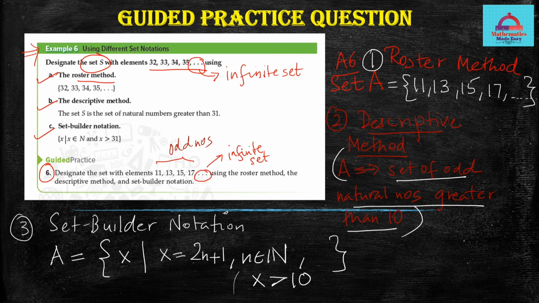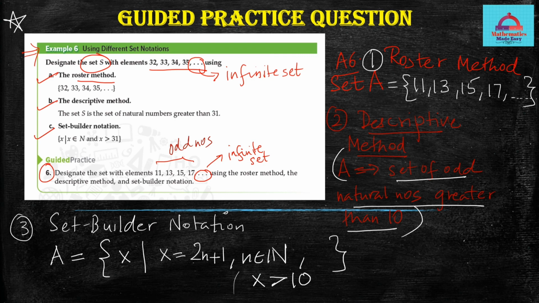So either you write x is more than 10, or you can put the condition on n also, that n has to be more than 4. If n is more than 4, then n can take values from 5, and that is 2 times 5 plus 1 to give you the first element 11. So this is about the third notation, set builder. Sometimes in your exam you may get a question like this where you have to give all 3 notations together. So this is going to be a pretty important slide.